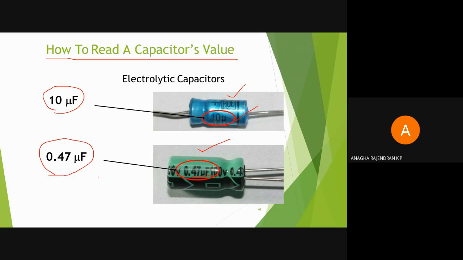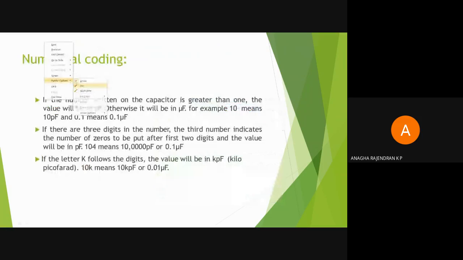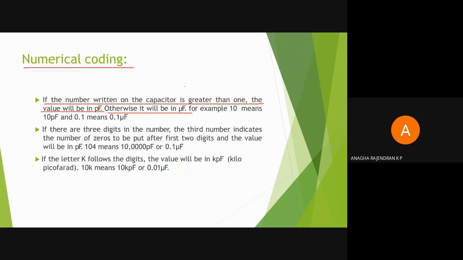And the second and important method is the numerical coding method. For that, we have to study 5 points, and we have to keep them in mind. After knowing these 5 points, we can easily determine the capacitor's value. The first point is this: if the number written on the capacitor is greater than 1, the value will be in picofarad, otherwise it will be in microfarad. That is the first point.